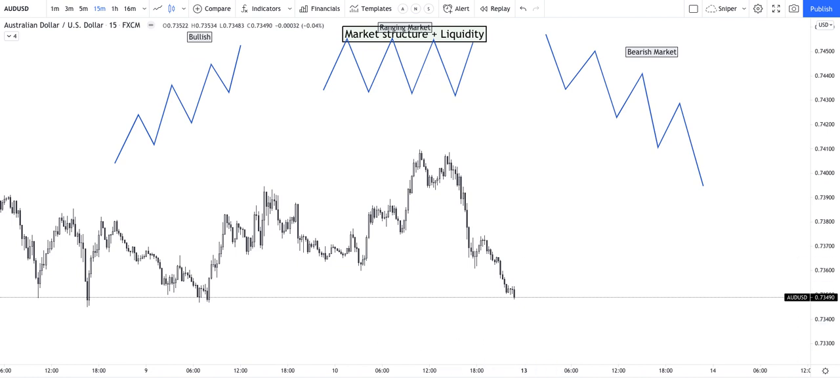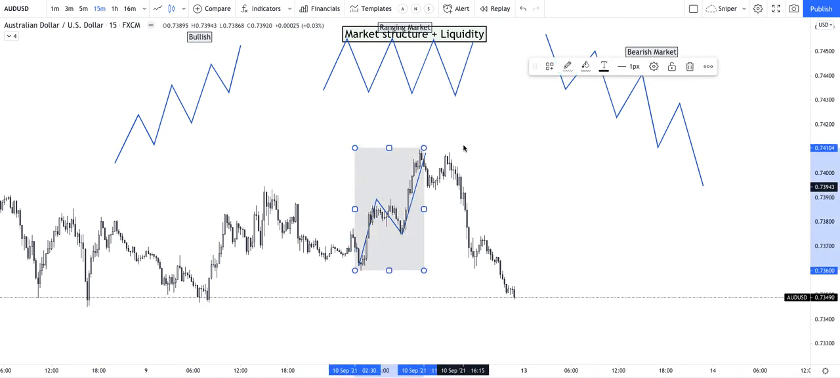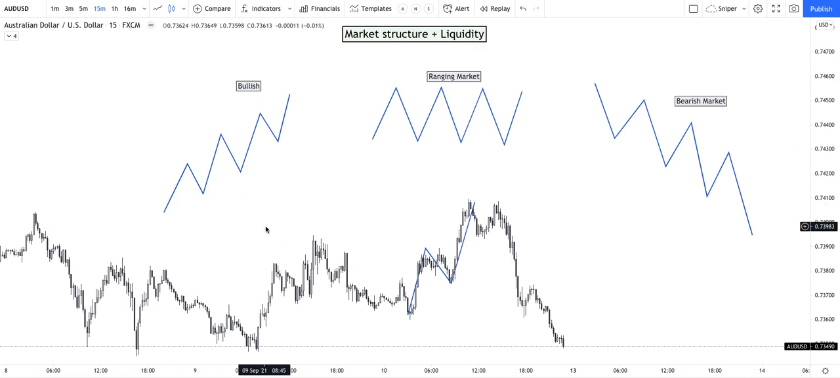Let's have a look at some examples. This is the 50-minute Aussie dollar. Here we can see a push, a pullback, and another push. So there is our bullish market structure. In this piece of price action, we can just draw a box. In this section, we have bullish price action, which is this one.